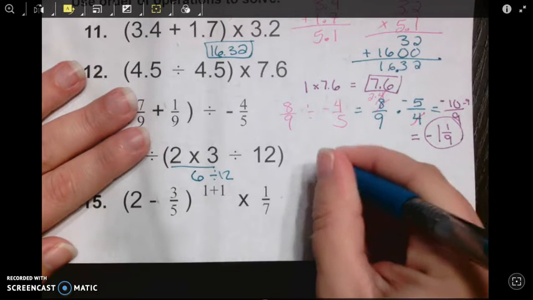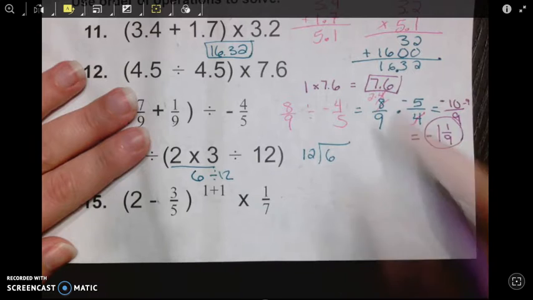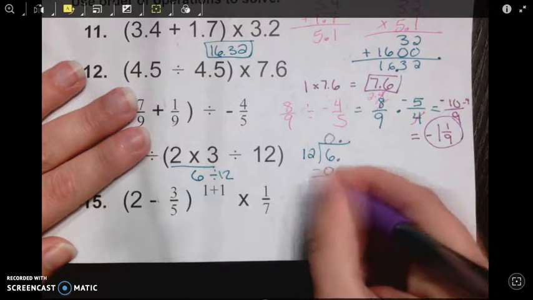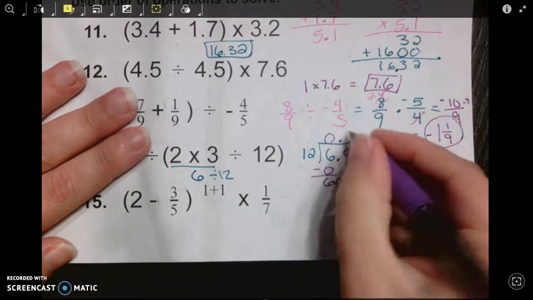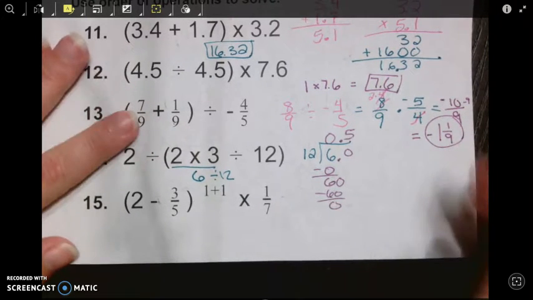You can take 6 divided by 12 like this. So just kind of double check your math too. So 12 goes into 6 0 times. Add the 0, bring it down, and 12 is going to go into 60 5 times. 5 times 12 is 60. So you get 0.5, which is the same as a half.